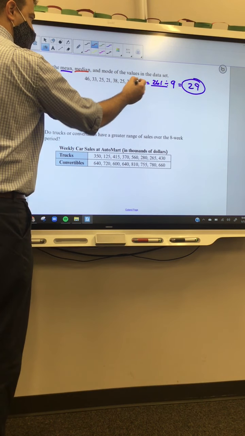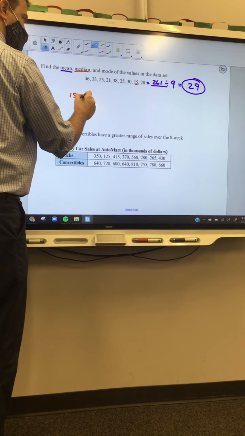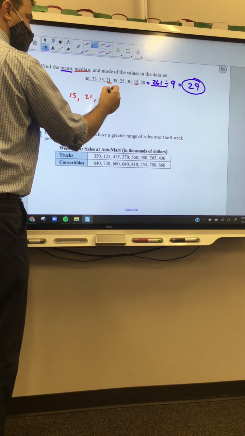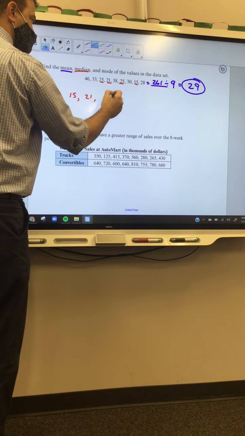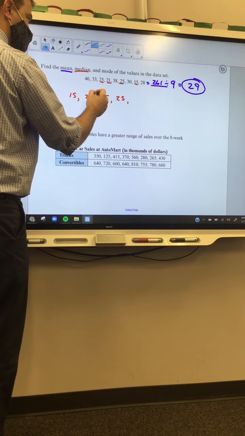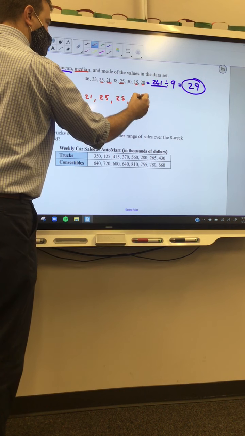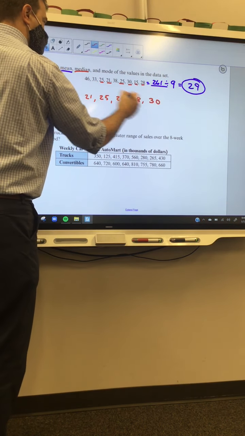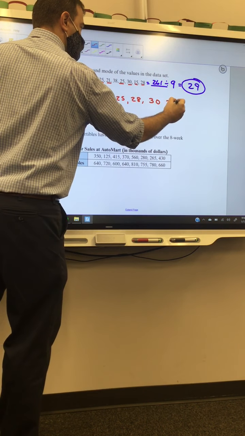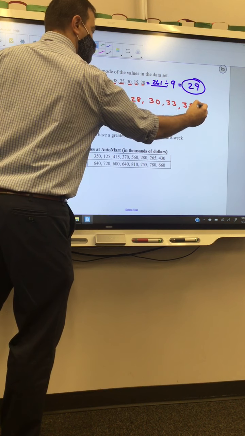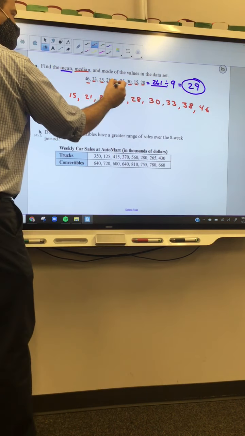So it looks to me like 15 is my lowest number. Then what do I have? 21. Then 25. I got two 25s. So 25, 25. Then what? 28. 30. 33. 38, and then 46, okay? So the first thing is just put them in order.